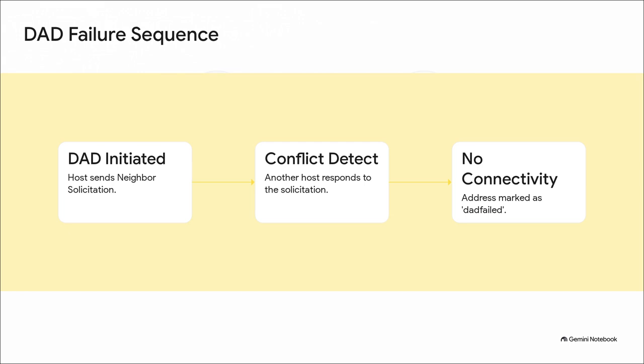When an interface comes up, it sends out a neighbor solicitation to make absolutely sure its new address is unique. But if another host responds, a conflict is detected. Now, the interface doesn't just crash or throw a massive error, it marks the address as tentative or flags it as DAD failed, resulting in zero global connectivity. You are going to see this a lot with cloned virtual machines, where duplicate MAC addresses end up generating duplicate IPv6 addresses. So if an interface is mysteriously stuck in offline, always check for that DAD failed flag.